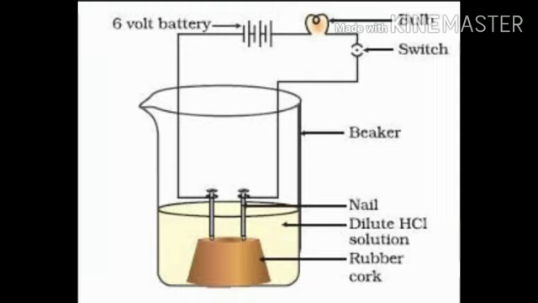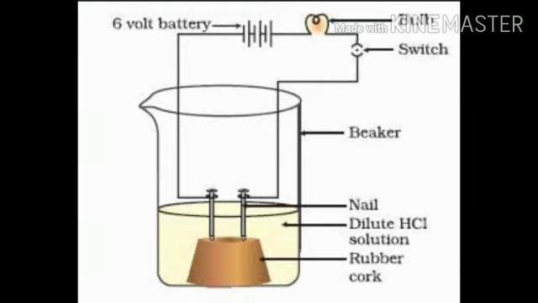This glowing of the bulb shows that there is a flow of electric current through the solution. The electric current, as we know, is carried through the solution by ions. So here we can say that ions are produced by the hydrochloric acid and by the base, that is sodium hydroxide.